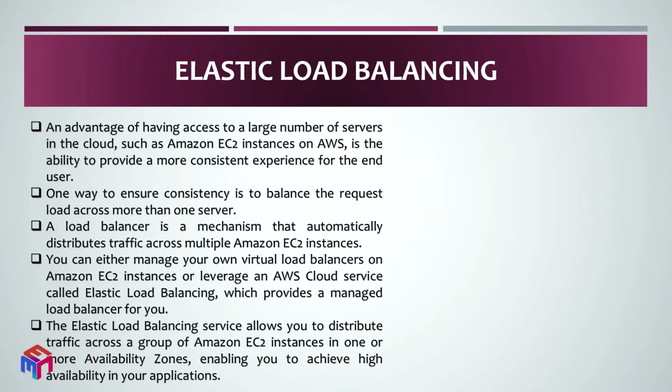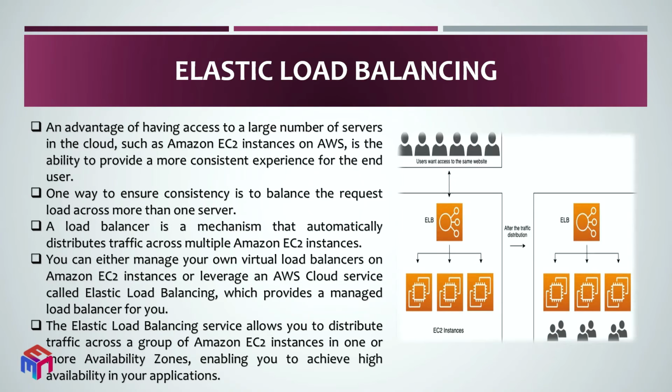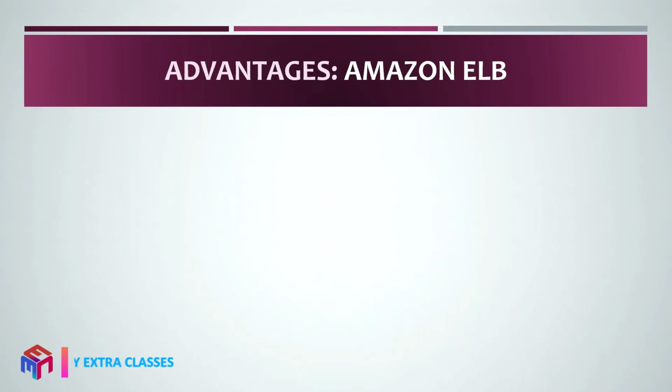You can either manage your own virtual load balancers on Amazon EC2 instances or leverage an AWS cloud service called Elastic Load Balancing, which provides a managed load balancer for you. The Elastic Load Balancing service allows you to distribute traffic across a group of Amazon EC2 instances in one or more availability zones, enabling you to achieve high availability in your applications.